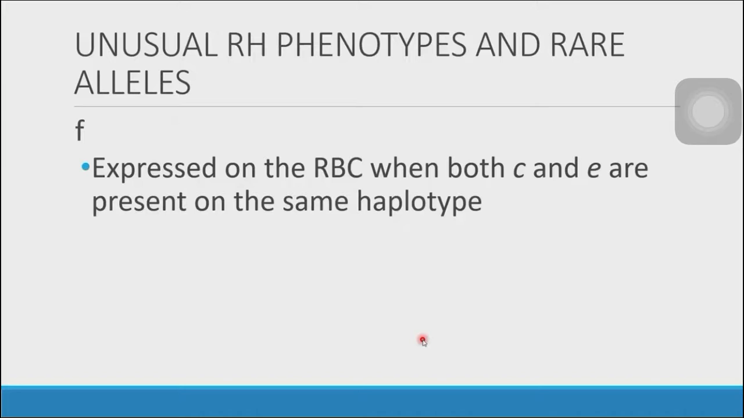Next, we have the F antigen. The F antigen is expressed on the RBCs when both small c and small e are present on the same haplotype. If you try to remember, a haplotype is the genes or alleles inherited from a single parent. So, ibig sabihin, you see both small c and small e dapat nasa same side. Okay? Ito sa genotype natin.